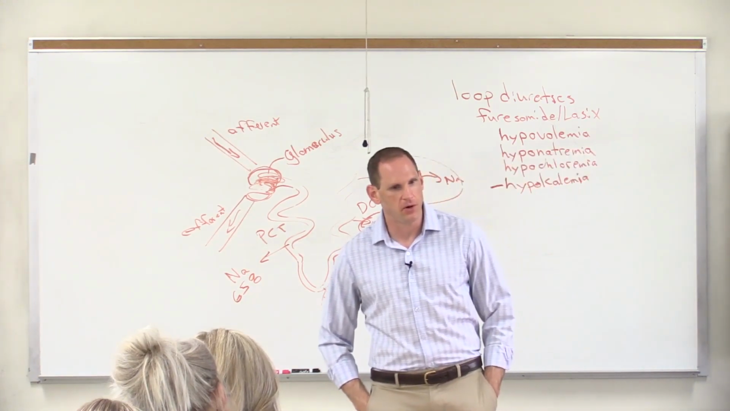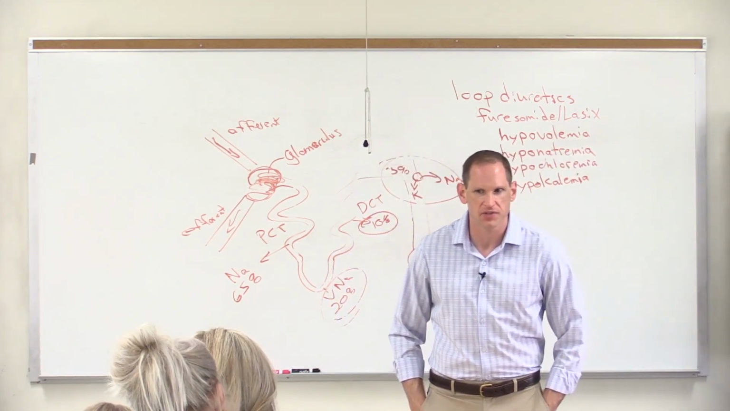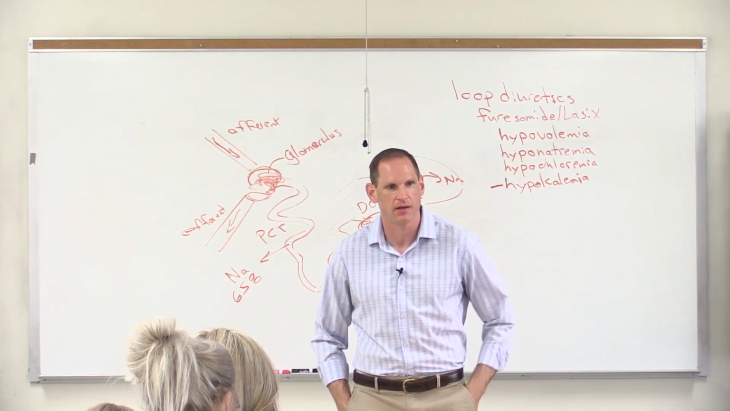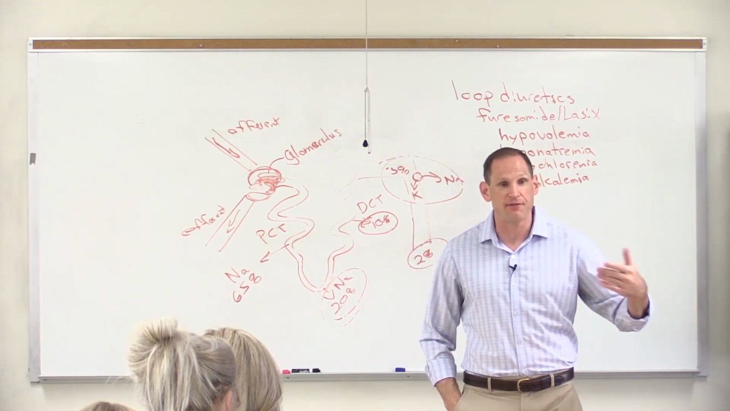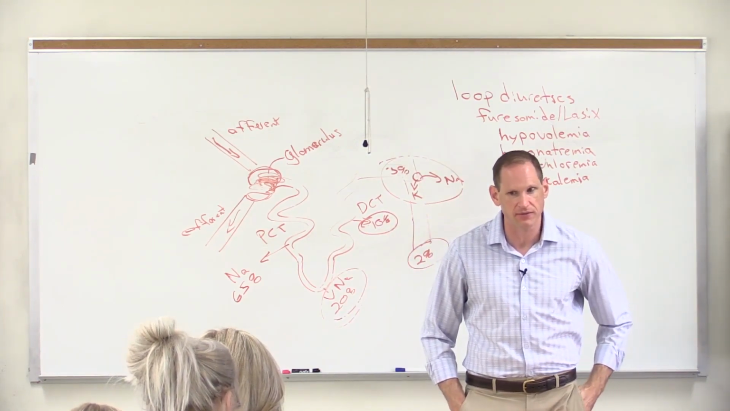You can give it either PO or IV. When given PO, it's going to take about 2 hours to begin and typically lasts about 6 to 8 hours. When you give it IV, it starts working in about 10 minutes and lasts for about 2 hours.